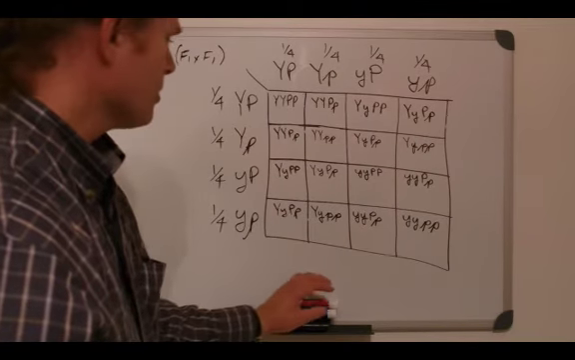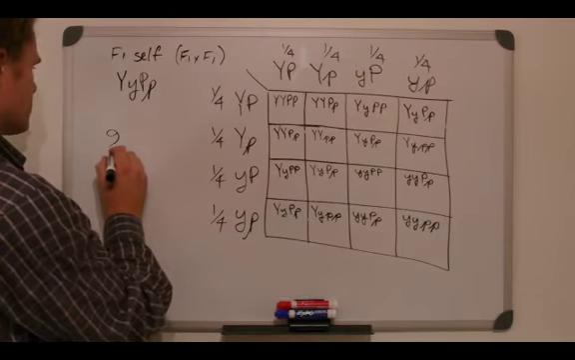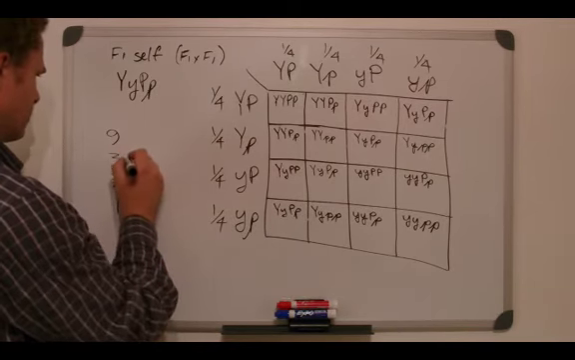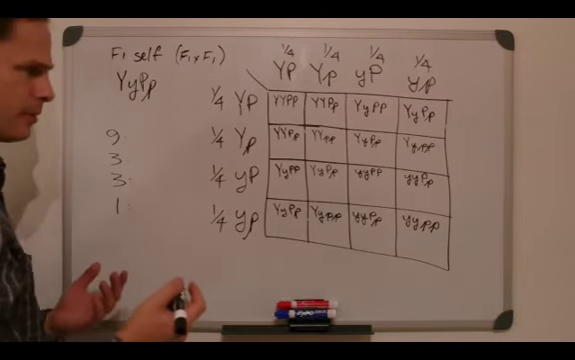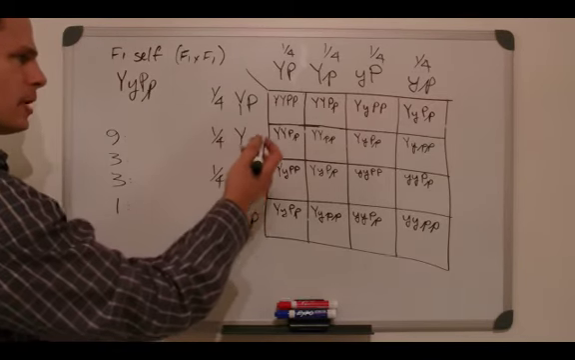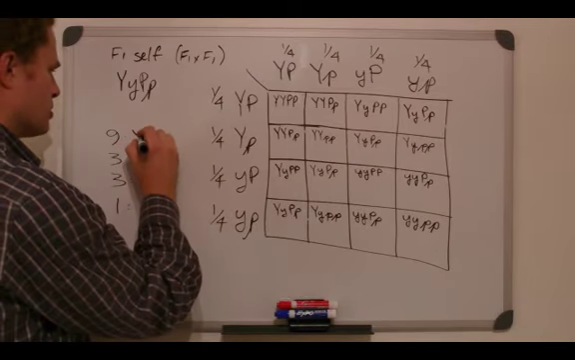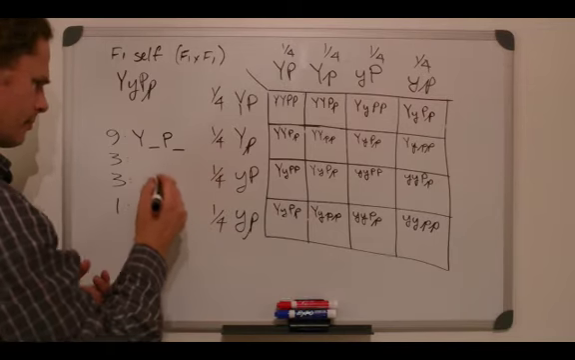On the other hand, there's an easy way to do a shorthand here. And that's simply to understand that a dihybrid self with 2 unlinked loci will always produce a 9:3:3:1 ratio that takes the following form. Now, we can use Y's and P's here, or you could use the generic A's and B's.